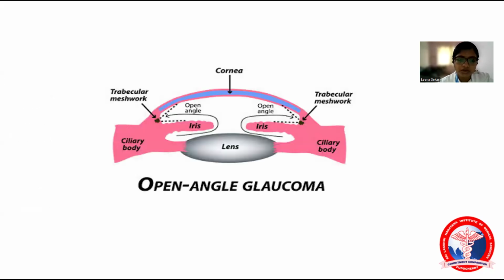Okay, now I'm going to discuss open angle glaucoma. In this picture, we can see the anterior chamber angle is open, where the trabecular meshwork is getting blocked, so that the fluid gets accumulated in the anterior chamber, which further causes pressure in the eye. Increased pressure in the eye will cause damage to the optic nerve.